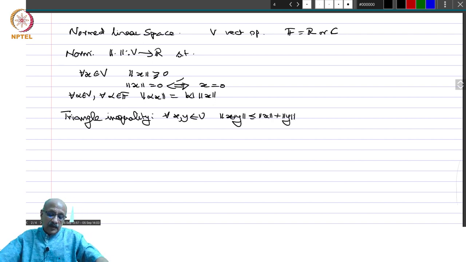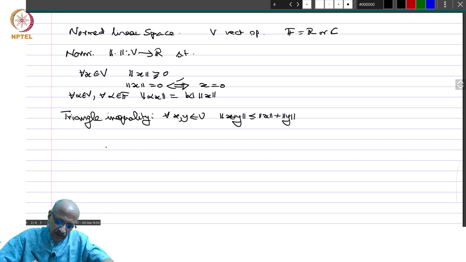So, whenever we are confronted with the problem of verifying whether a given function defines a norm or not, the first three properties will be more or less obvious, and most of the effort, if any, would go in verifying this last statement, namely the triangle inequality. So, a vector space with a norm would be called a normed linear space.